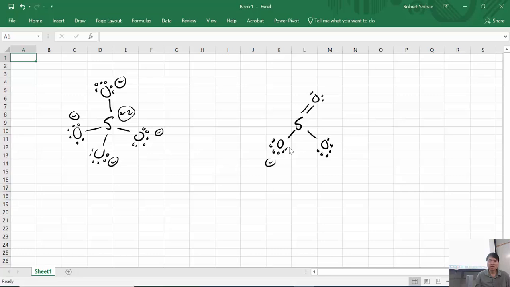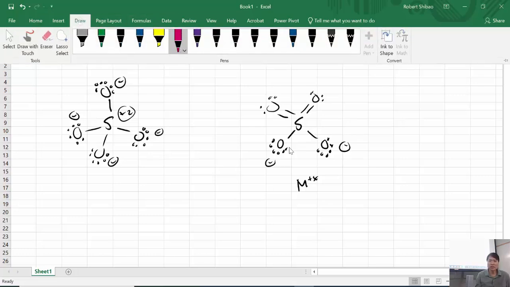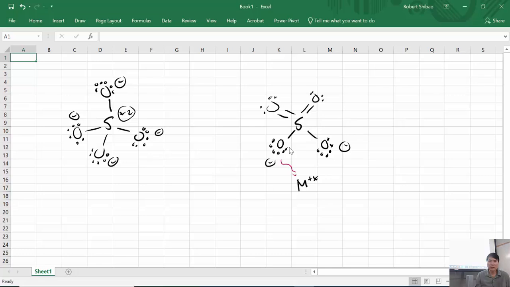This is tetrahedral, so all these positions are the same. And so we put a metal plus X here, and then attack the metal here. Monodentate or bidentate? Monodentate.